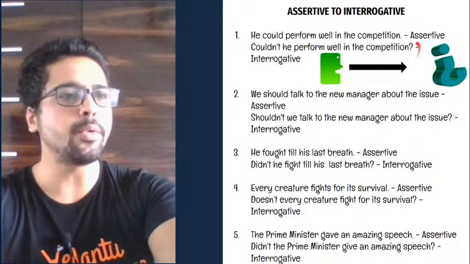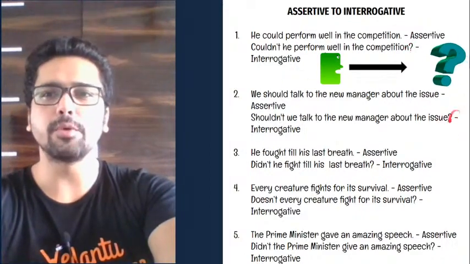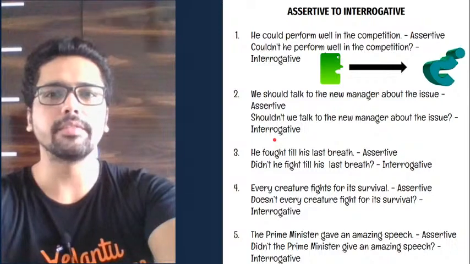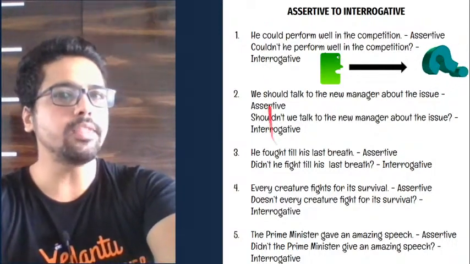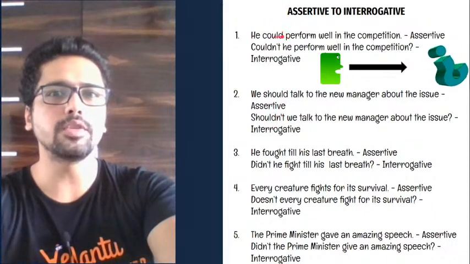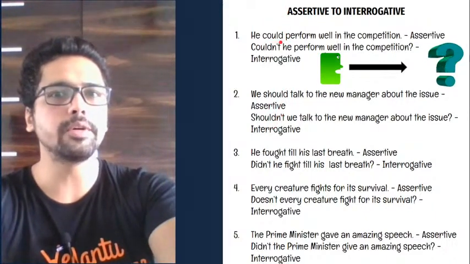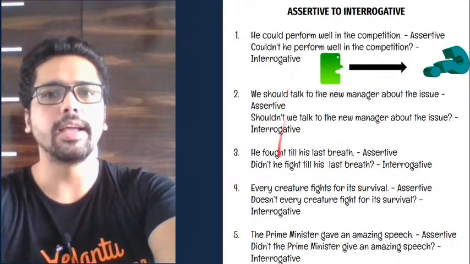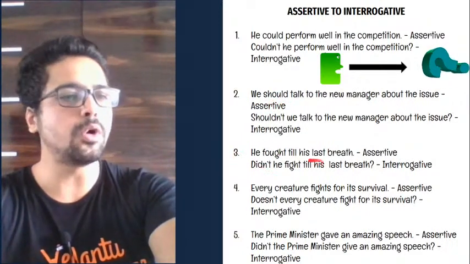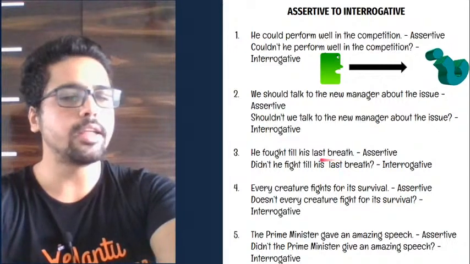It is very important to end it with a question mark, because this is interrogative. And the word interrogative, of course, means a question. But then, guys, what if the auxiliary verb is not given? If you see in the first sentence, could is the auxiliary verb given. In the second sentence, should is the auxiliary verb. But in the third sentence, there is no auxiliary verb.